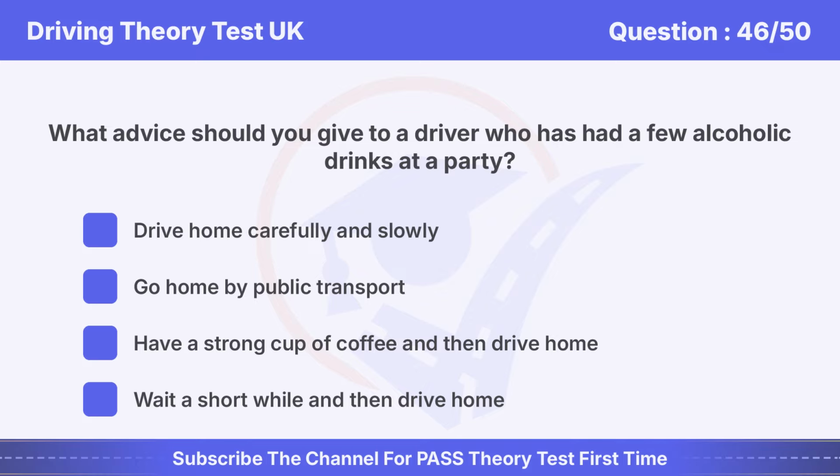Question 46. What advice should you give to a driver who has had a few alcoholic drinks at a party? Option A. Drive home carefully and slowly. B. Go home by public transport. C. Have a strong cup of coffee and then drive home. D. Wait a short while and then drive home.